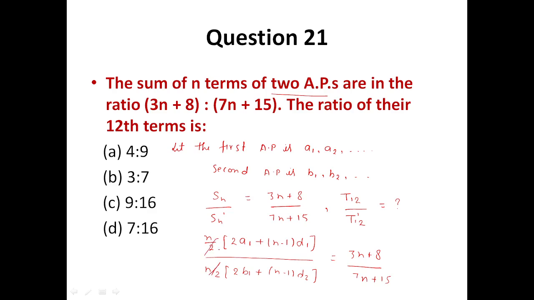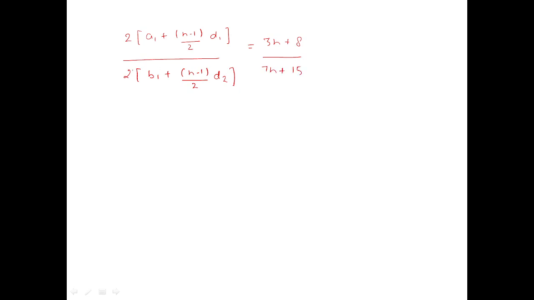So n by 2 cancels out. After taking 2 common out from the numerator and denominator, you will get a1 plus n minus 1 upon 2 into d1, upon b1 plus n minus 1 upon 2 into d2, which is equal to 3n plus 8 upon 7n plus 15. Now 2 and 2 cancel out.